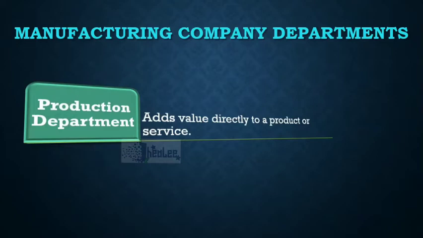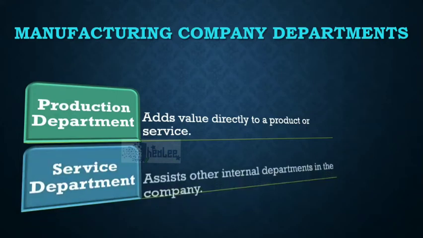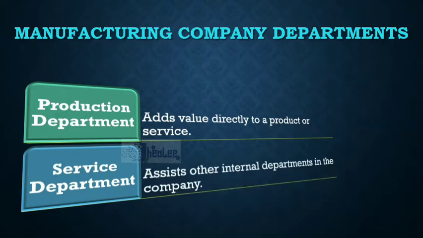Now the other category of departments is the service department. The service department basically assists other internal departments in the company. These are departments such as the human resources department, accounting department, marketing department, financing department, canteen, stores, maintenance department, and there are others depending on the company.